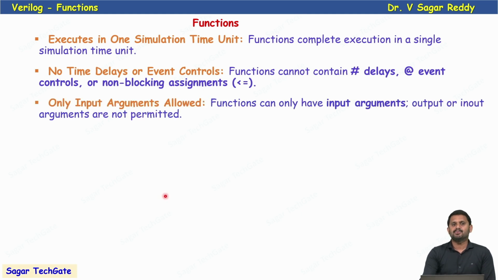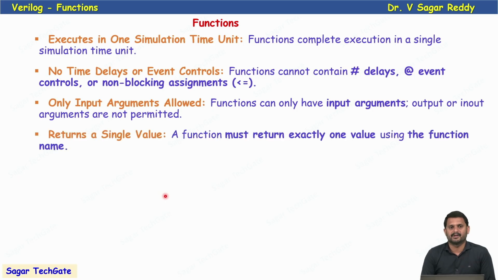Second, only input arguments are allowed. A function can only have input arguments; output or inout arguments are not permitted in Verilog, but in SystemVerilog a function can have input, output and inout arguments. These are some limitations in Verilog. Third, a function returns a single value. A function must return exactly one value, at least one value, and that too by using the function name.